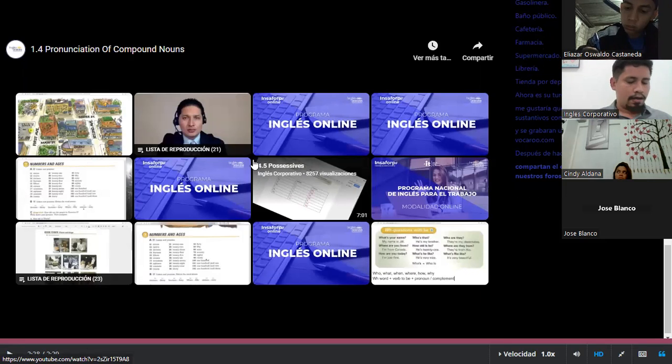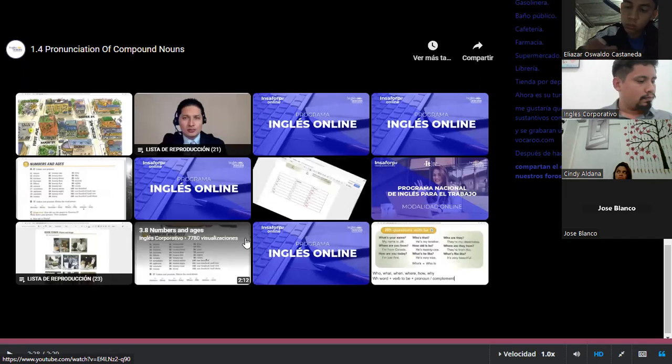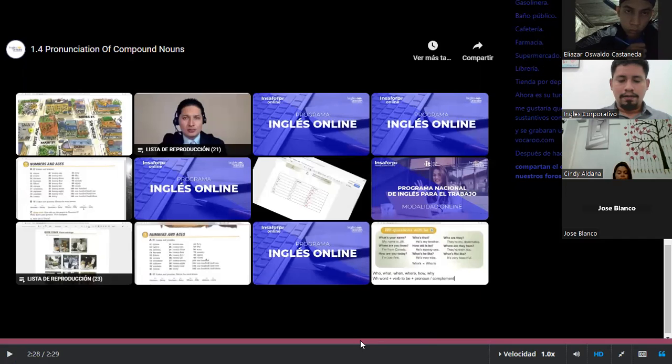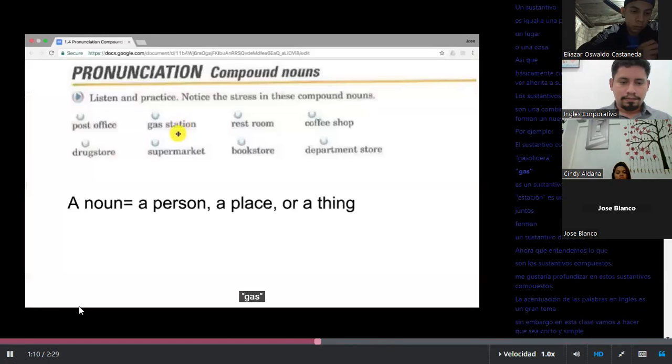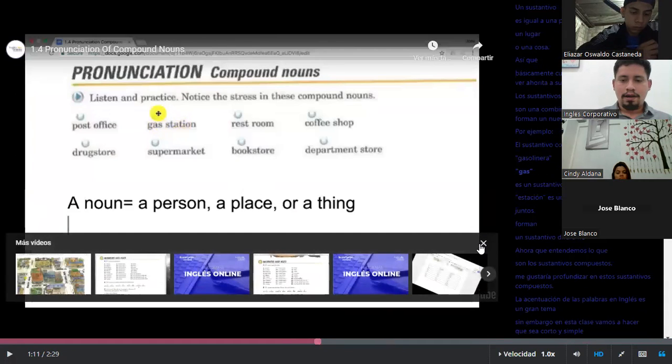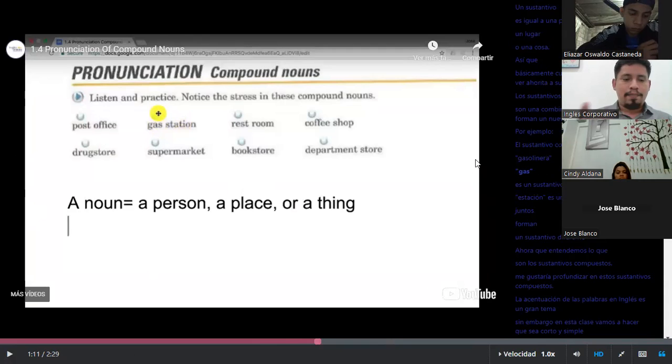Okay, good. There you have how we form compound nouns: the idea, what is a noun, when do we use it, and how to form a compound noun.